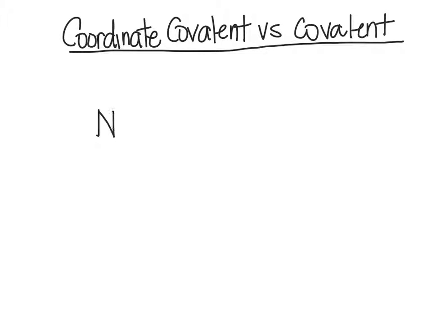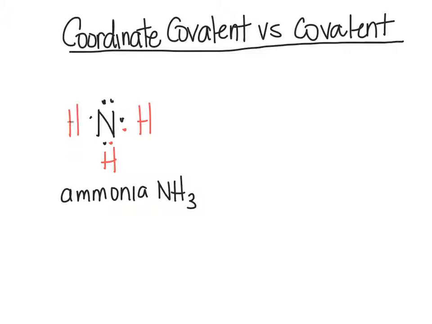Nitrogen has 5 valence electrons. It can form ammonia, NH3, by bonding with hydrogen and sharing hydrogen's electrons. That way, hydrogen gets its 2 valence electrons that it wants, and nitrogen ends up with 8 around it.